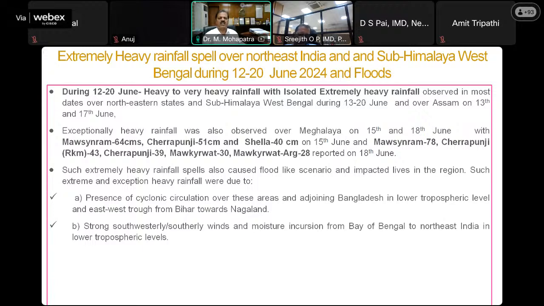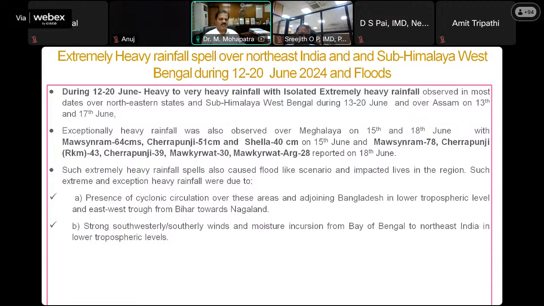The highest rainfall on 15 June was 64 centimeter in Mawsynram, 51 centimeter in Cherrapunji, and 40 centimeter in Shella, and on 18th June, 78 centimeter in Mawsynram, and in Cherrapunji, 43 centimeter at RK Mission, Ramakrishna Mission, and 39 at our observatory in Cherrapunji. Such extreme heavy rainfall spells also caused flood-like scenarios and impacted lives in the region.